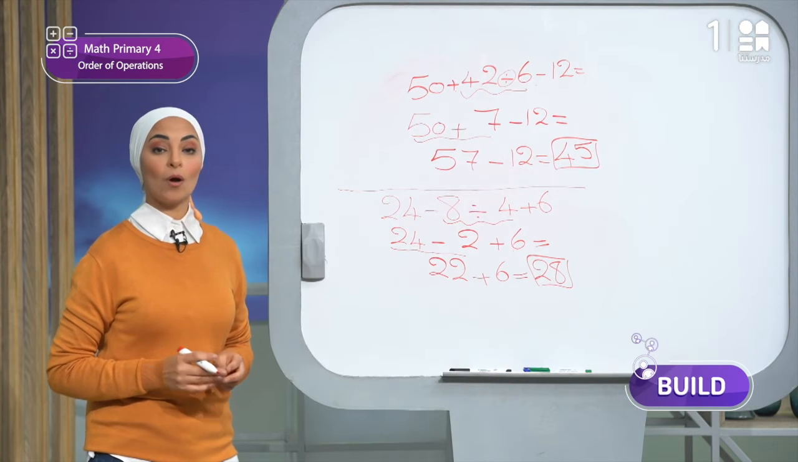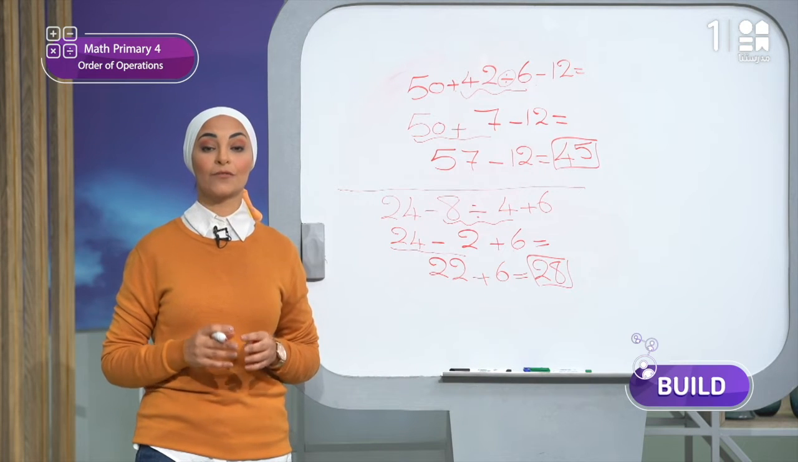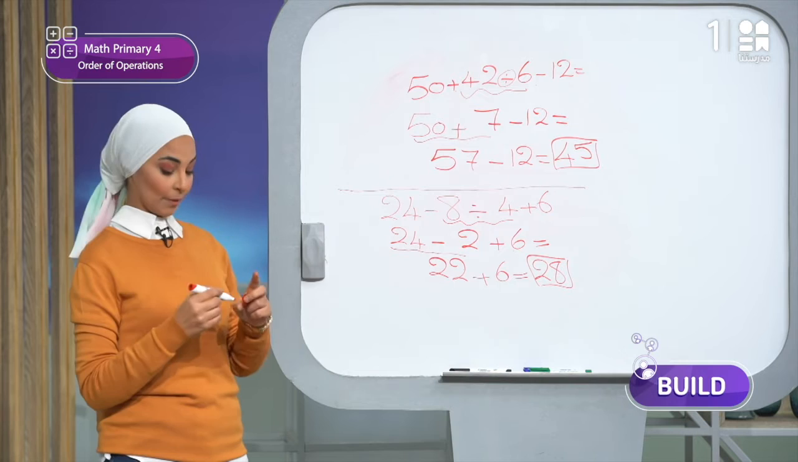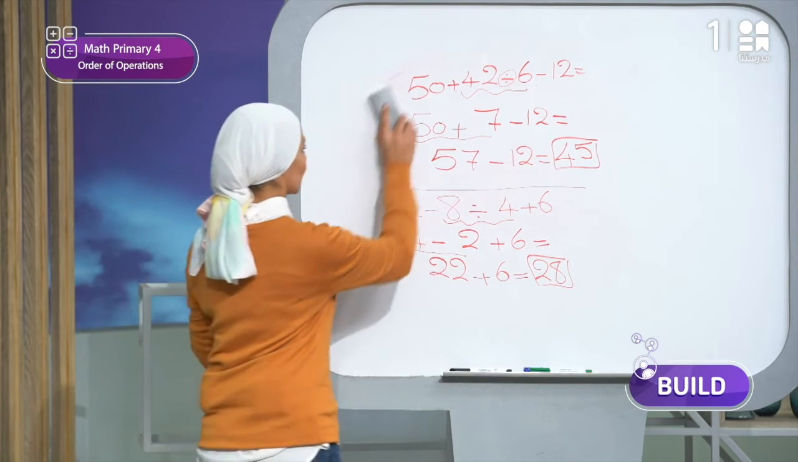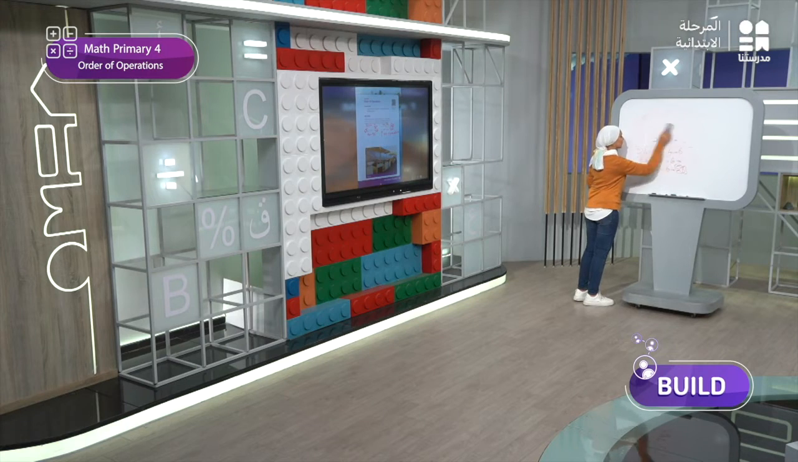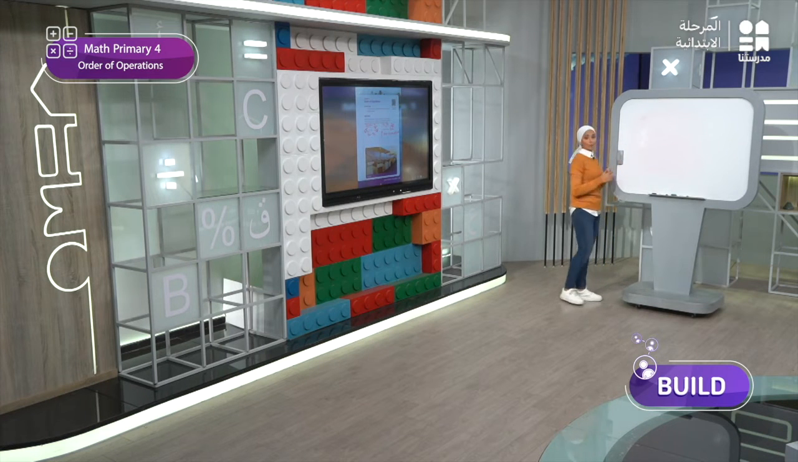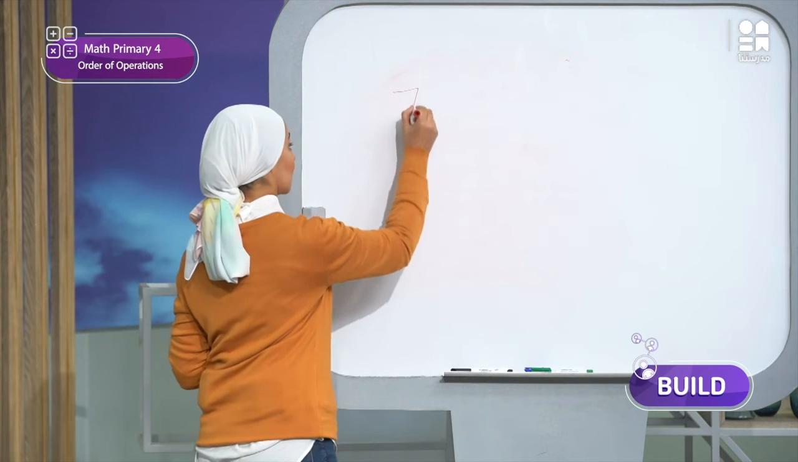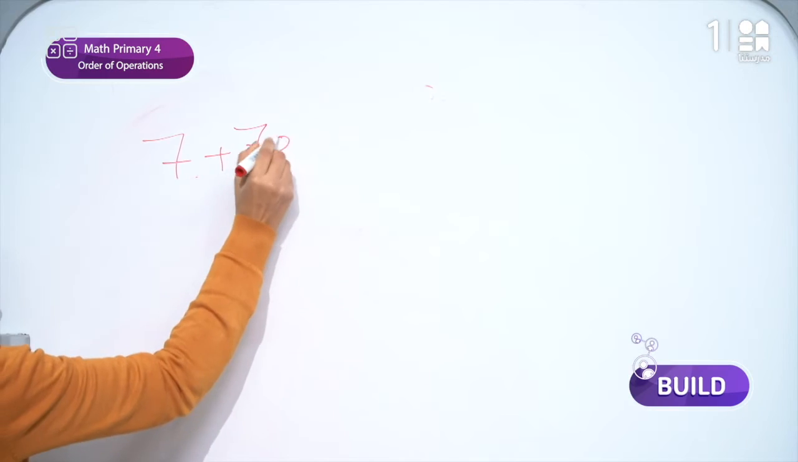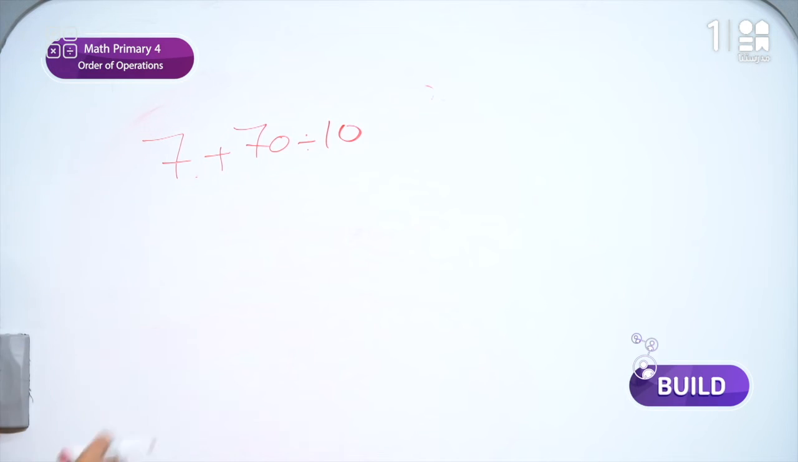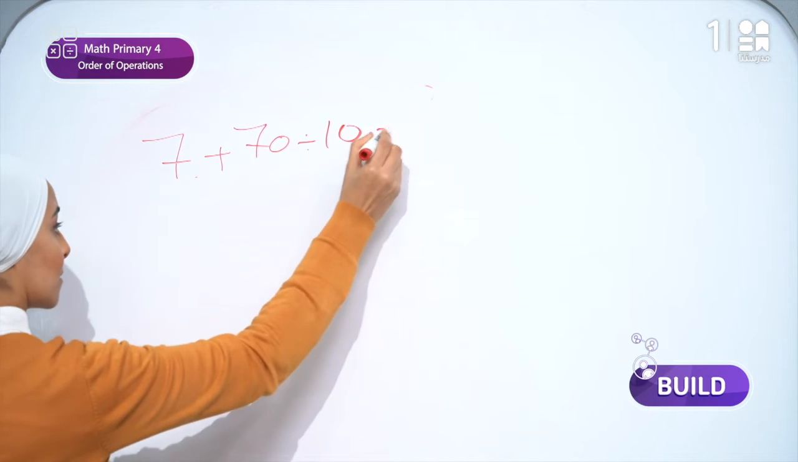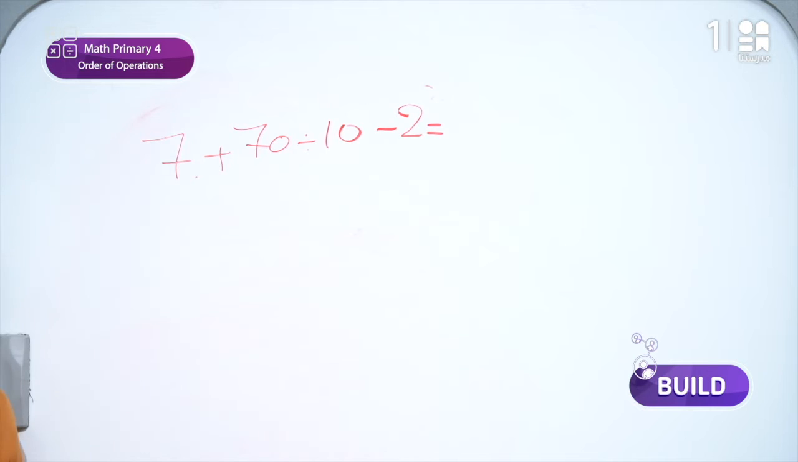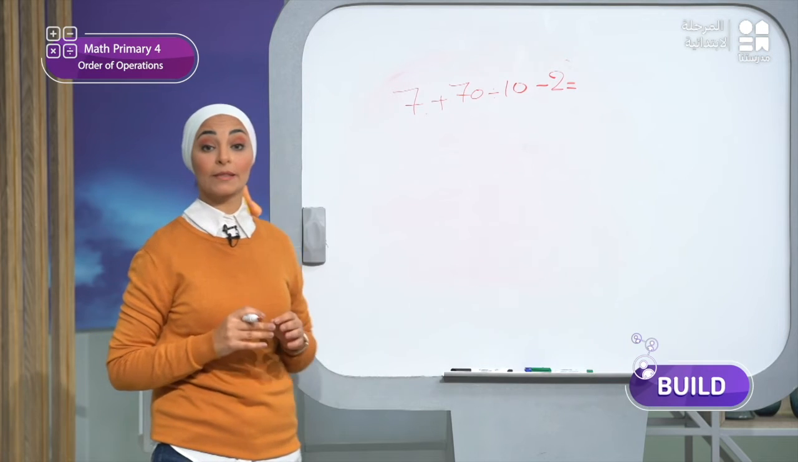Okay, and now after you have finished, let's review the answers all together. And please, let's write the problem first. Okay, the problem is 7 plus 70 divided by 10 minus 2. Okay, this is my problem. So, I will start by the division.